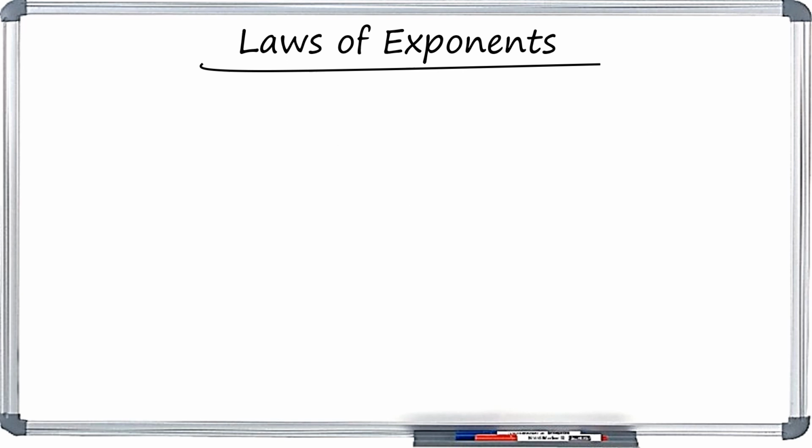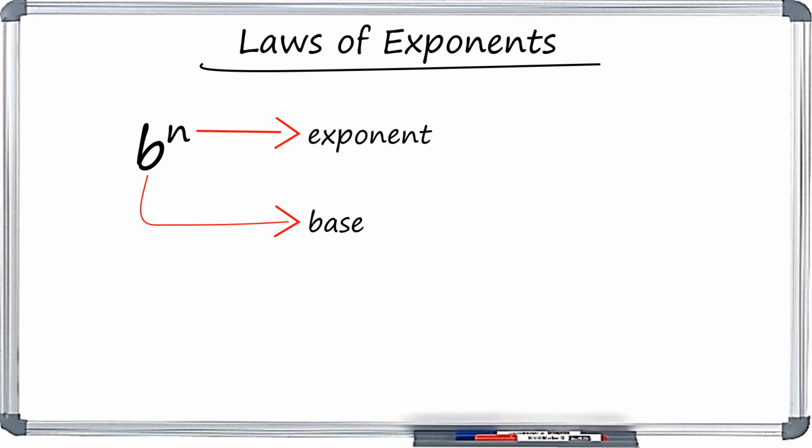But before we go to the laws of exponents, let us define the parts of an exponential term. An exponential term consists of two parts. We have b as the base, and we have our exponent. The exponent states how many times you are going to multiply our base.